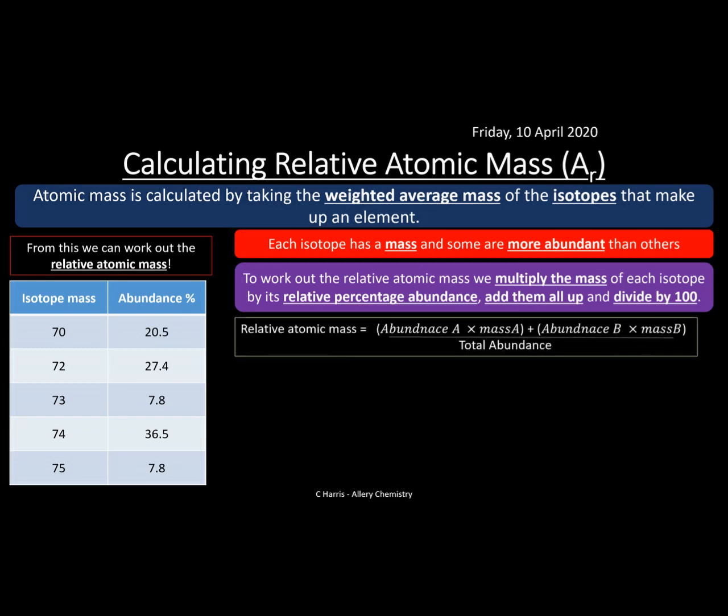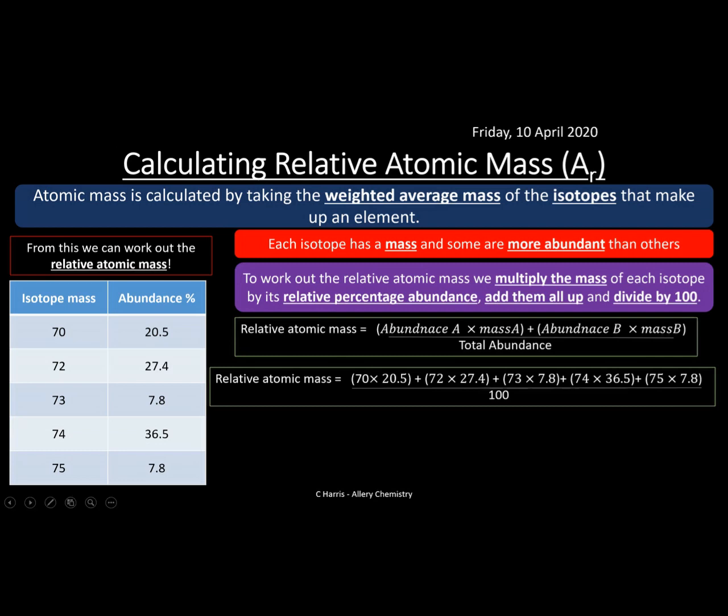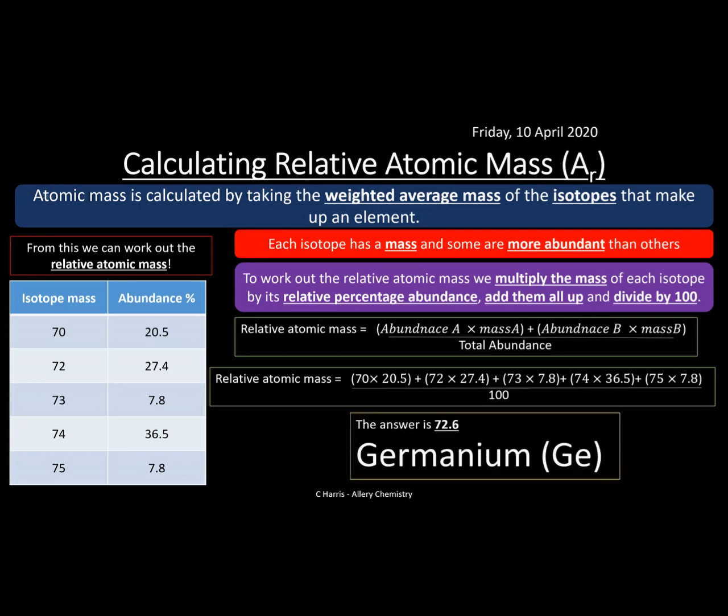So the relative atomic mass, like I say, is the abundance of an isotope times by the mass of that isotope, plus the abundance of the next isotope multiplied by its mass, and divide it by the total abundance, which in this case is 100, because if we add up all them percentages, they add up to 100. So in this example, we're going to add up all the different parts: 70 times 20.5, 72 by 27.4, 73 by 7.8, etc. Divided by 100, and if we add all that up, we get an answer of 72.6.